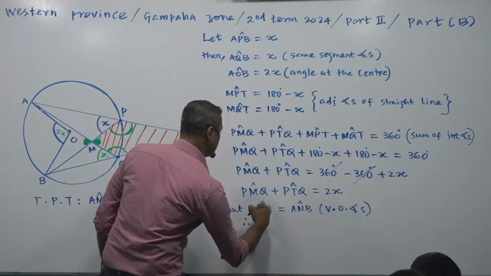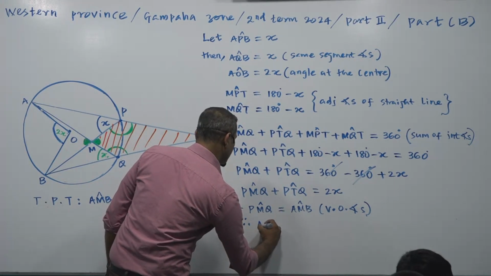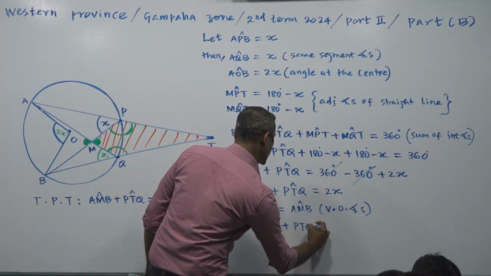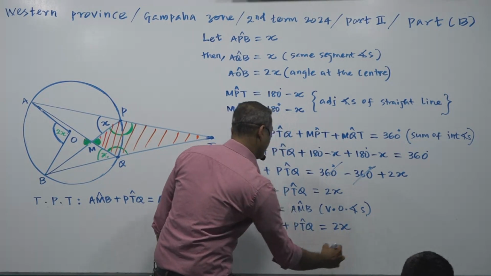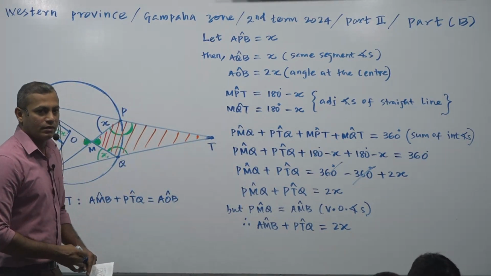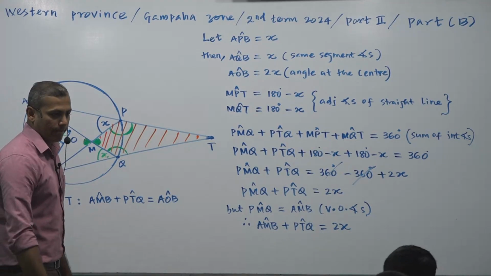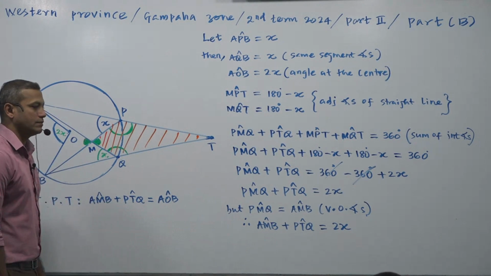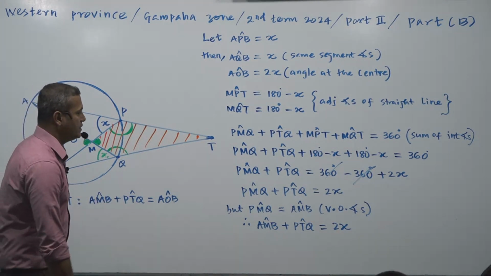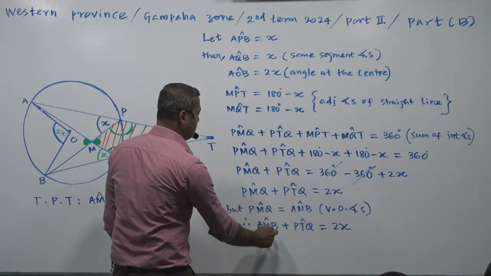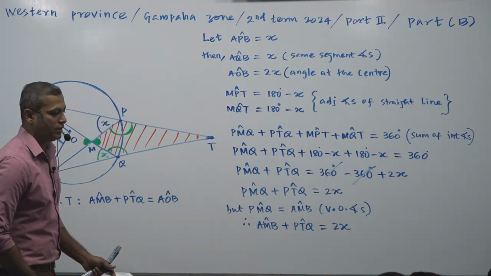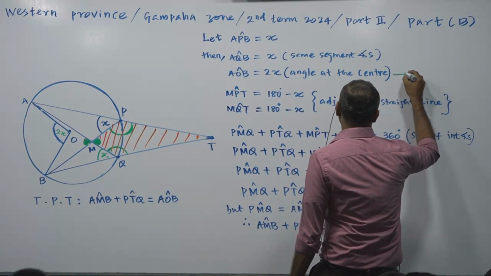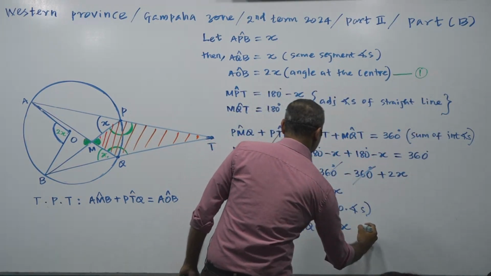Therefore, now we can write AMB plus PTQ is equal to 2x. You agree? Abdurrahman, you know. Is that clear? We substituted PMQ with AMB. So let us take this as the first relationship and this as the second relationship.